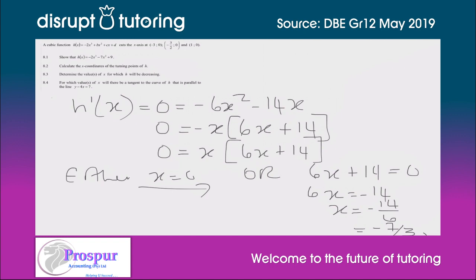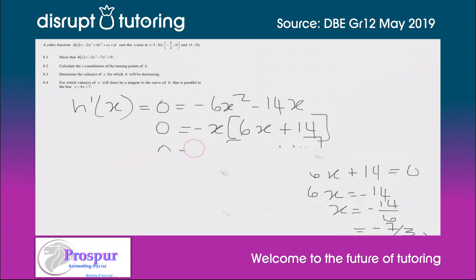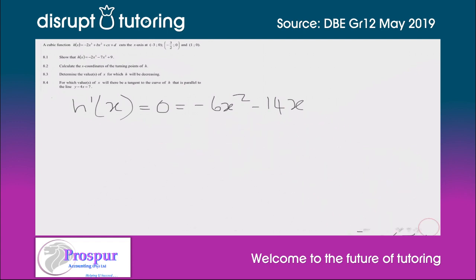Good job. So I'm going to move on to 8.3 now, and they've said to us determine the values of x for which h will be decreasing now. Okay, so we found the stationary points, which we should use in this particular question. So I'm going to write the stationary points that we found. So it's x equals 0, and it is x equals minus 7 over 3.